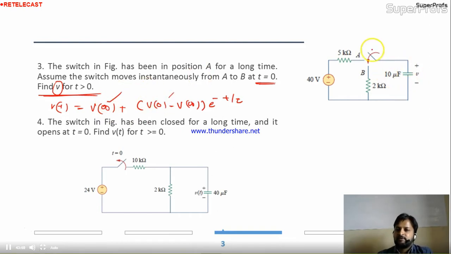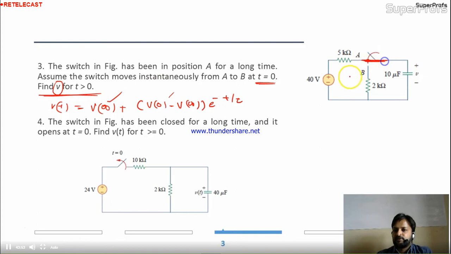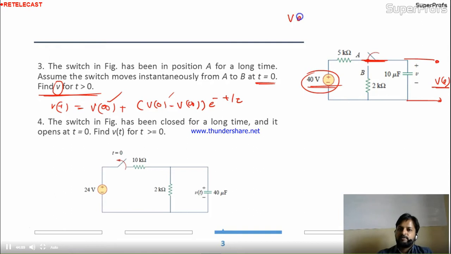First calculate the V0. The switch is at this position. The circuit is in steady state. The capacitor will be open circuit. This entire 40 volt voltage will be seen by the capacitor only. So V0 minus is nothing but 40 volt. So according to the capacitor equations, the V0 minus will be equal to V0 plus. Is it okay? Now V0 is fine. We got it, 40.